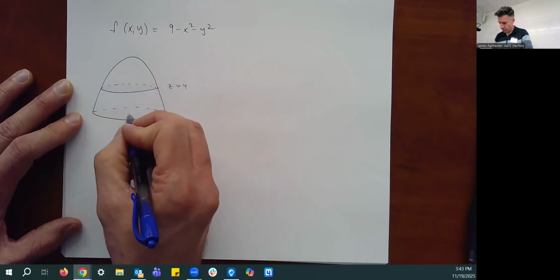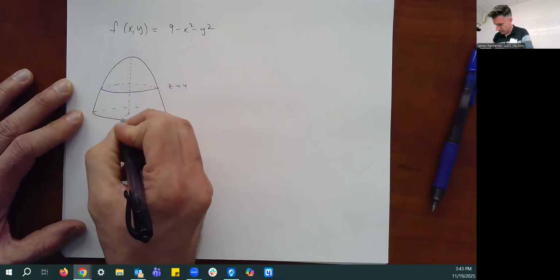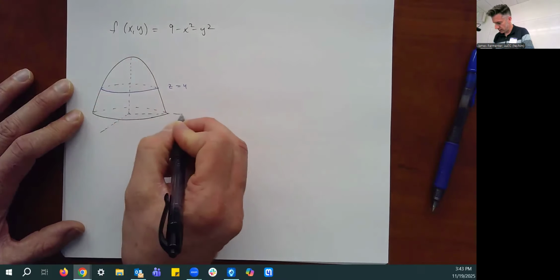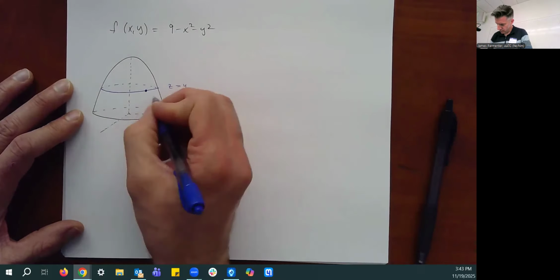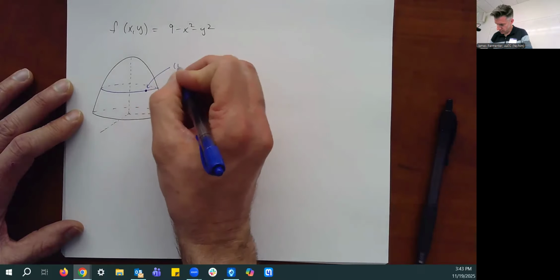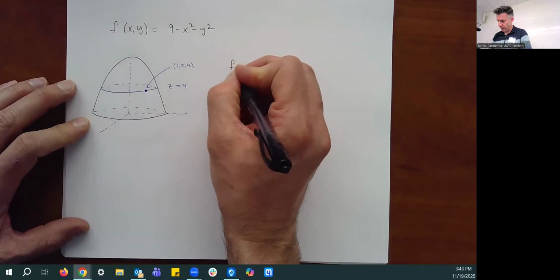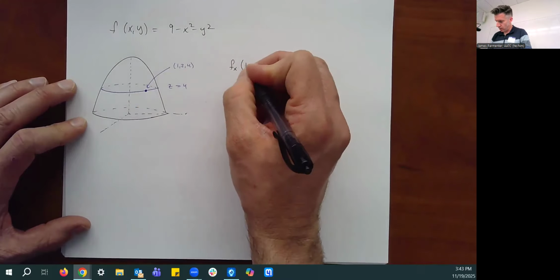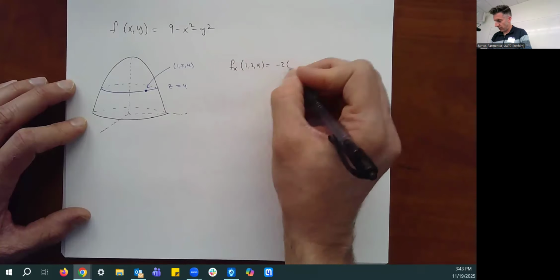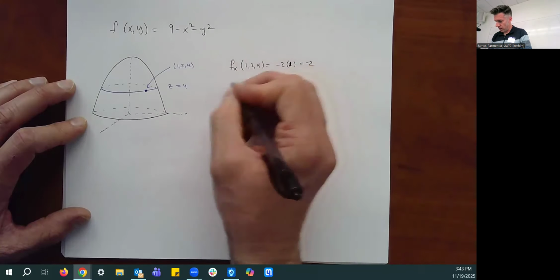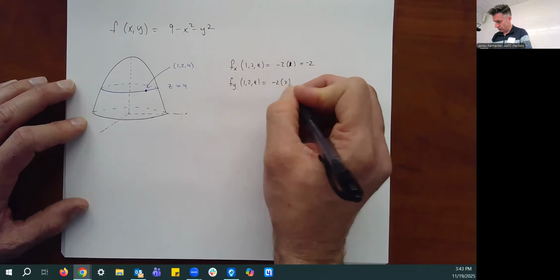I could draw my axes here. Sorry, I'm going to be a little lazy with things here. There's my z-axis, there's my x-axis, there's my y-axis. We were looking at the point 1, comma 2, comma 4. Last time we found that the partial derivative in x at 1, 2, 4 was just equal to -2 times the x value, which is 1, so -2, and the partial derivative in the y direction at 1, 2, 4 was -2 times 2, which was -4.